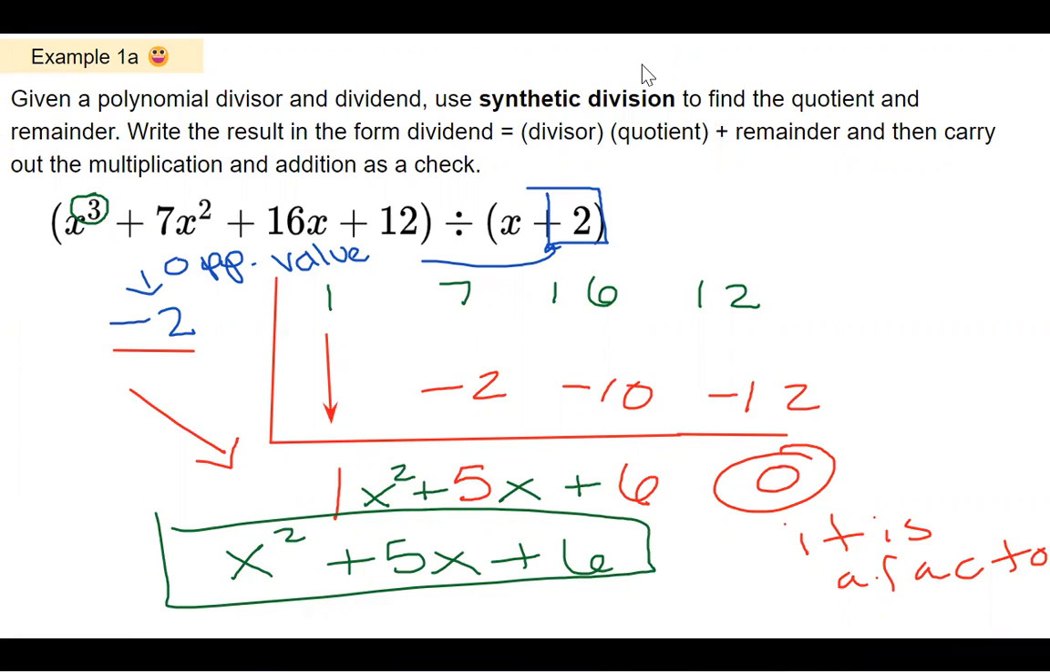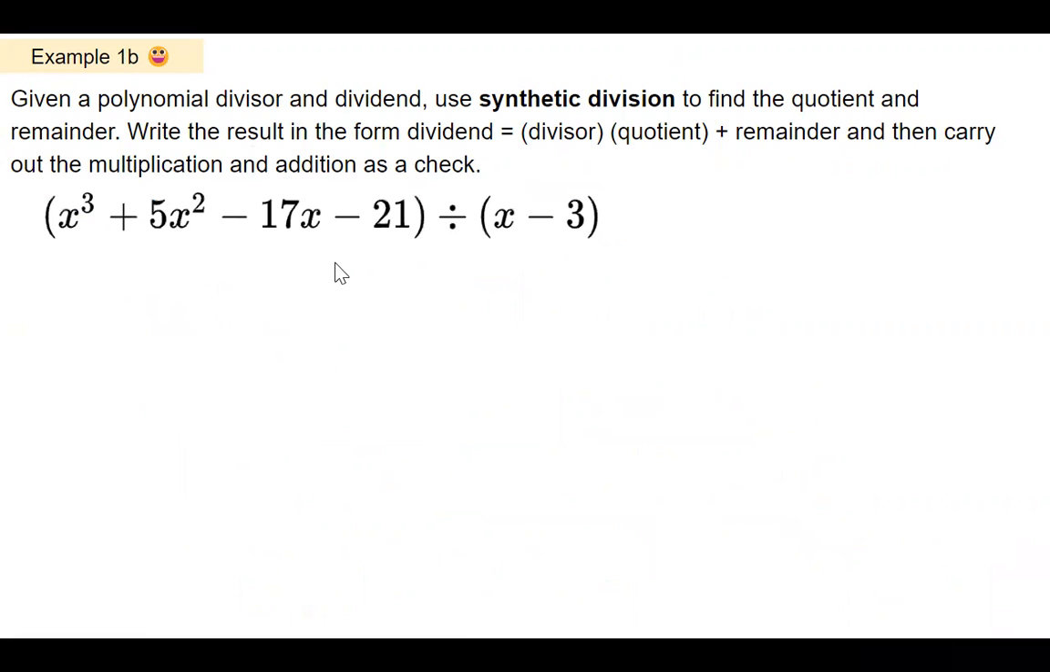Ready? The next one I'm going to go ahead and try with you guys. Go ahead and try this one on your own. Let's see if you guys can do this one. X to the power of 3 plus 5x squared minus 17x minus 21. And this one is divided by x minus 3.